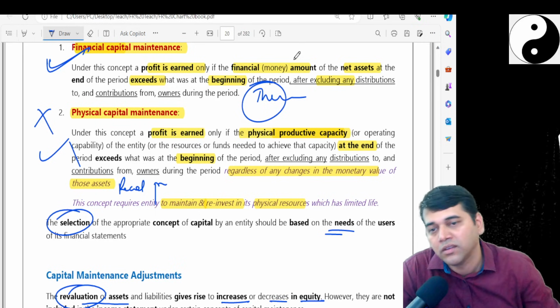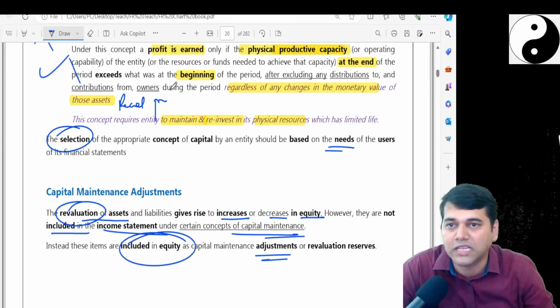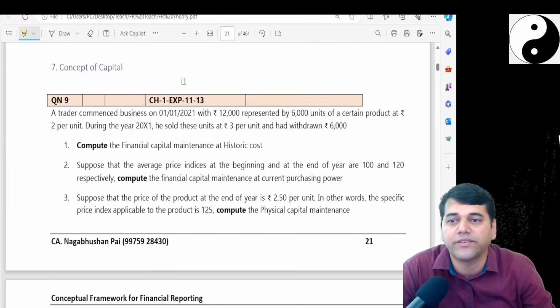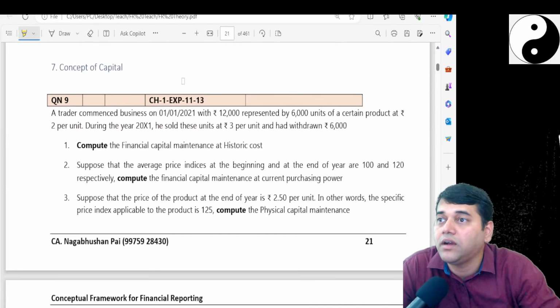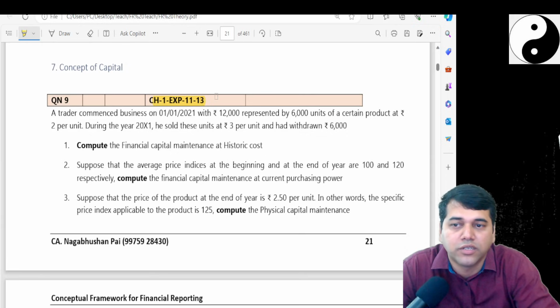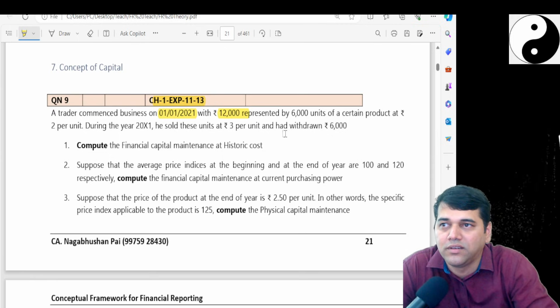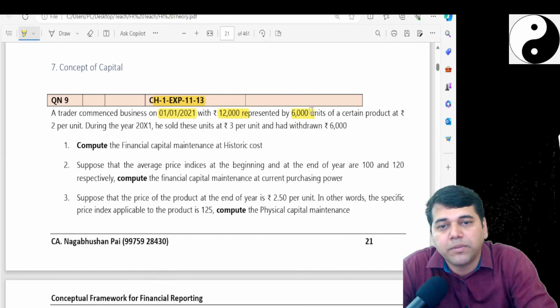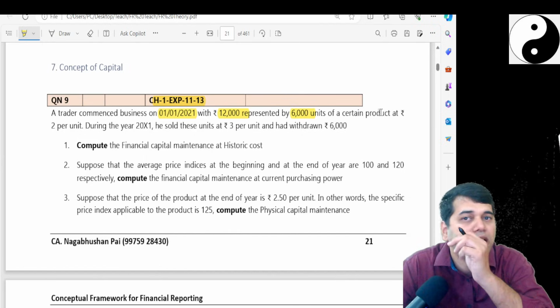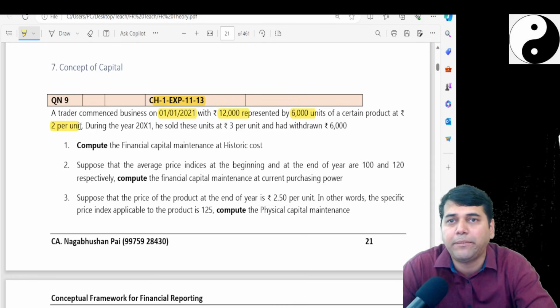Anyhow, let us see one question. This is probably the last question on this concept of capital. Only one question. Now there is one example, 11 to 13. A trader commenced a business on 1/1/2021 with 12,000 rupees. Chances are very low. Already we have seen what type of questions they have been asking. They represent 6,000 units of a certain product. That means you had got 6,000 units at 2 rupees per unit. This is your opening stock and this is your capital.